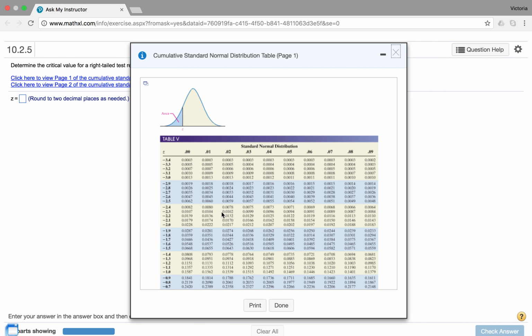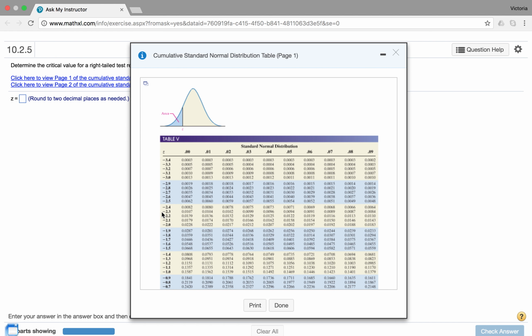So I follow it over, and I see negative 2.3, and I follow it up, and I get 0.03. So the value, if this were a left-tailed test, is negative 2.33. So therefore, if it's a right-tailed test, it would be positive 2.33.